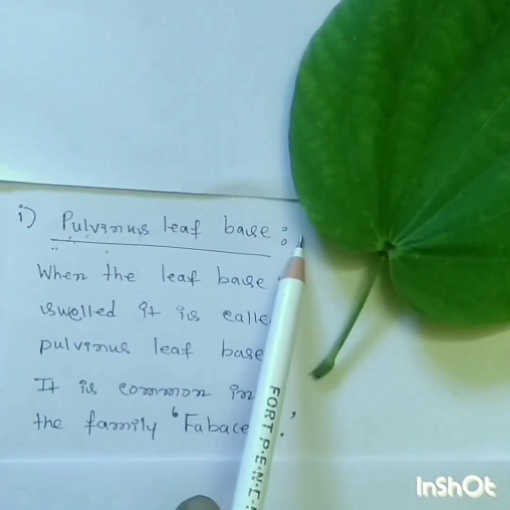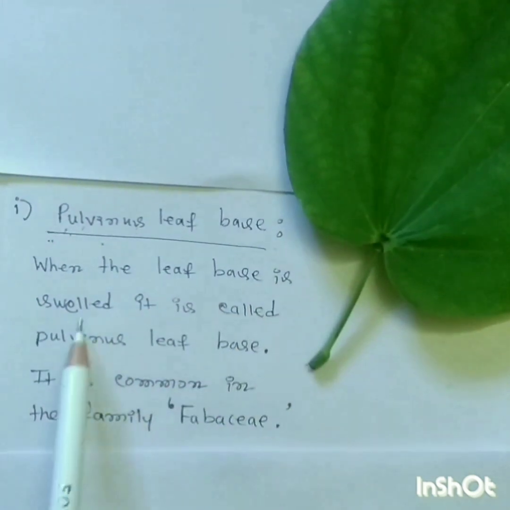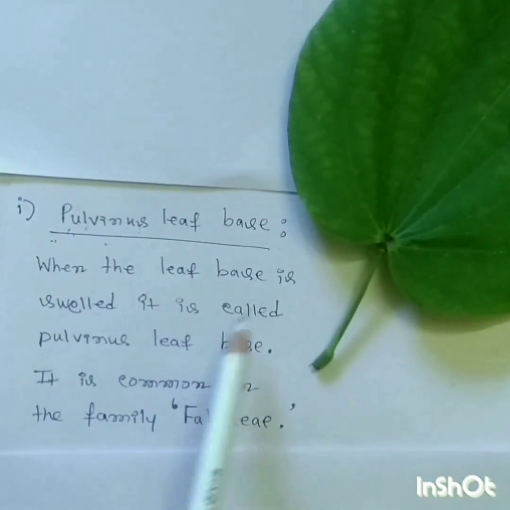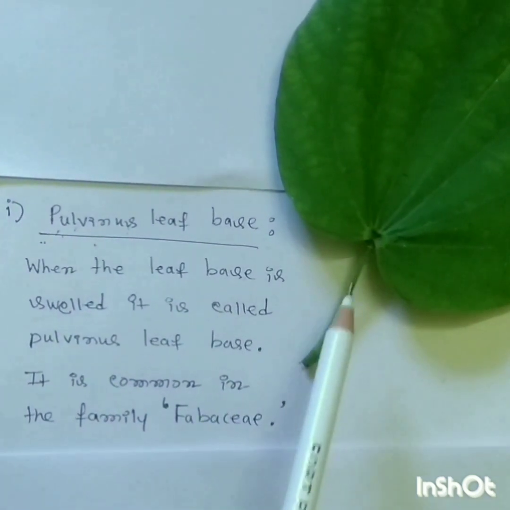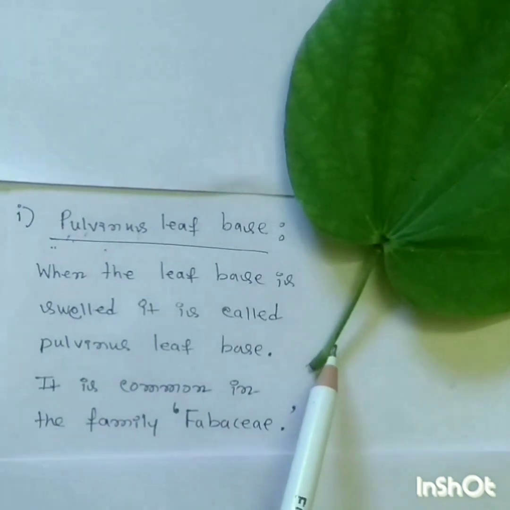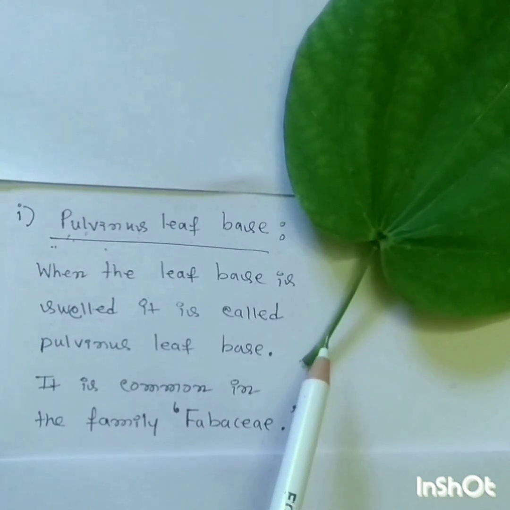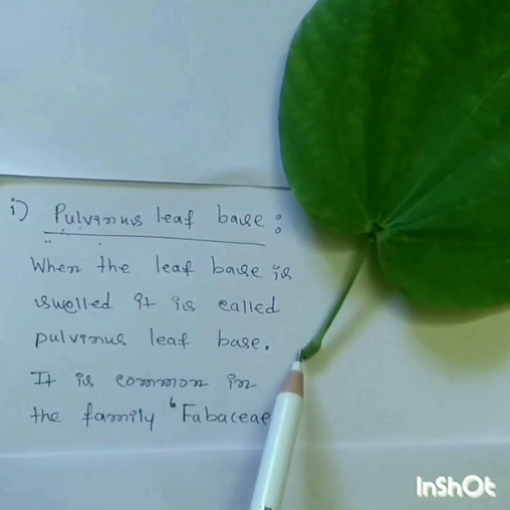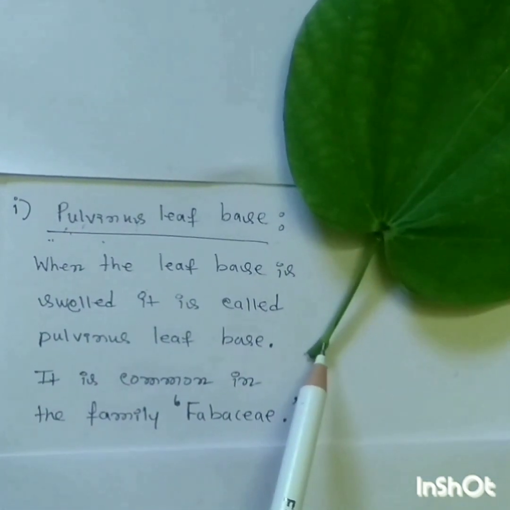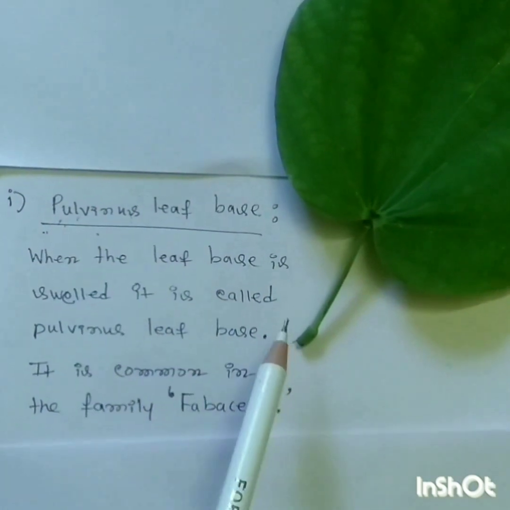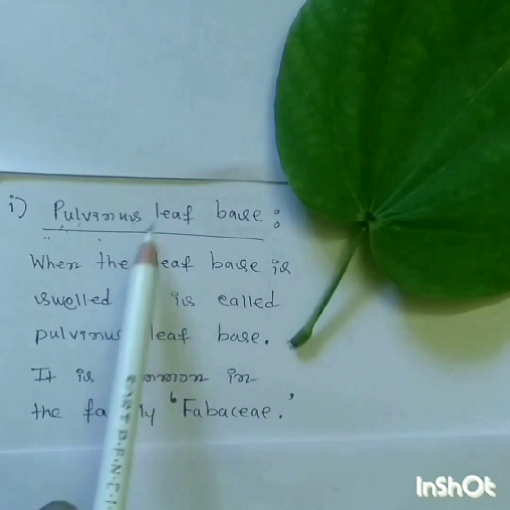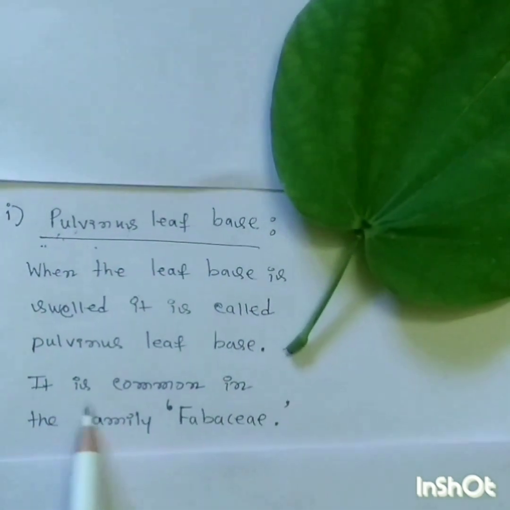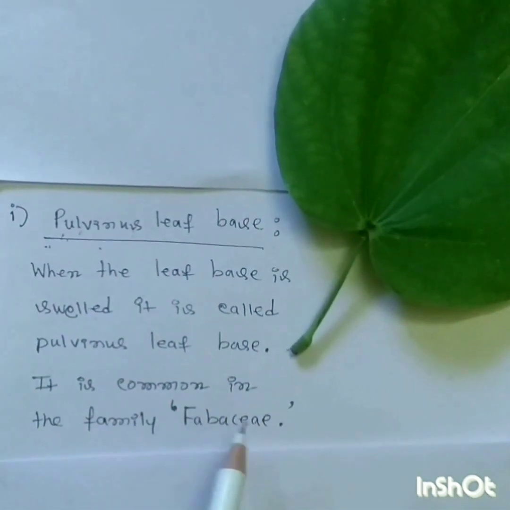Pulvinous leaf base. When the leaf base is swelled, it is called pulvinous leaf base. In this leaf, you can see the leaf base is with a swelling structure. This structure is called pulvinus, and this type of leaf base is called pulvinous leaf base. It is common in the family Fabaceae.